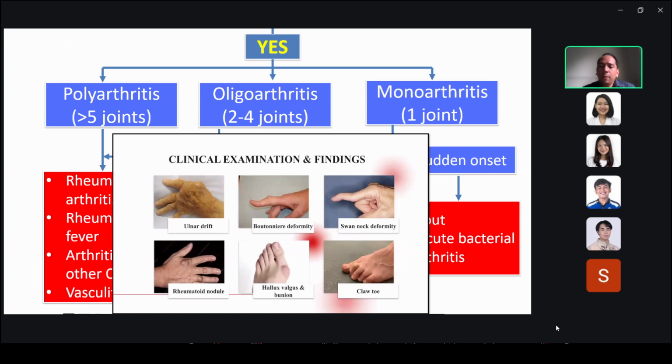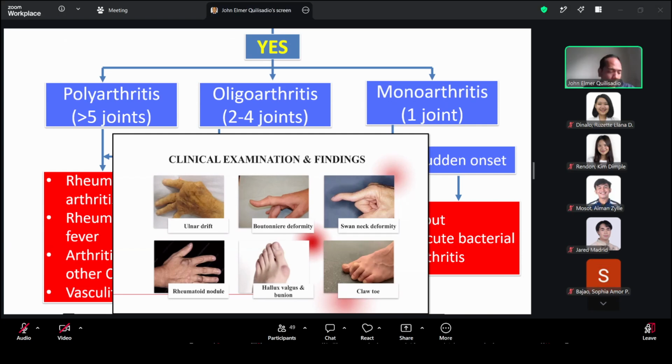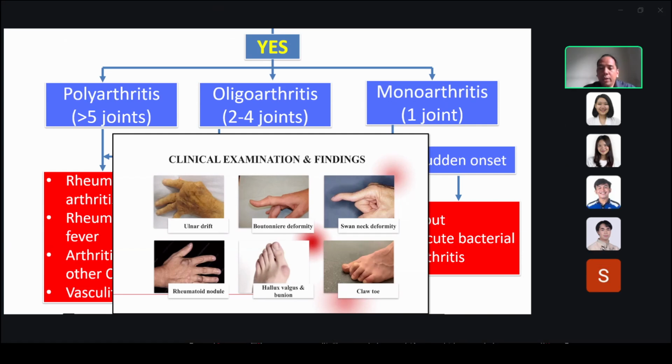And what do you think ito na disease entity? So these are common findings for patients with rheumatoid arthritis. We have the ulnar drift, the boutonniere deformity, the swan neck deformity. Swan necks are same with the swan, no? Yung swan animal. We have rheumatoid nodule, yung na mga bukol-bukol, burot-burot, hallux valgus, and bunion, common sa mga patients with RA, but can also be seen among patients with OA, and the claw toe. Yung ito.